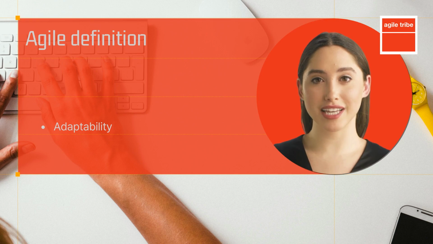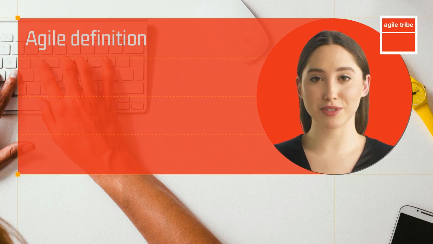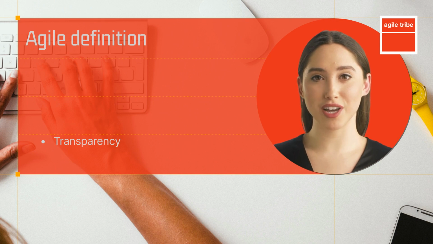Adaptability. Agile teams are ready to adapt to changing requirements, priorities, and circumstances. This flexibility allows them to respond quickly to emerging challenges and opportunities. Transparency. Agile emphasizes transparency in terms of progress, obstacles, and decision-making.